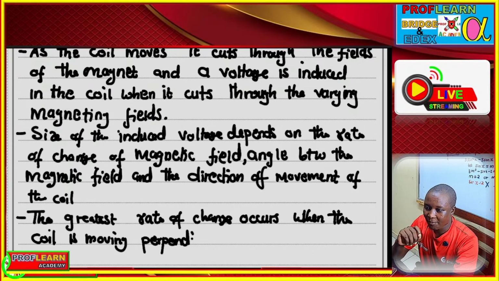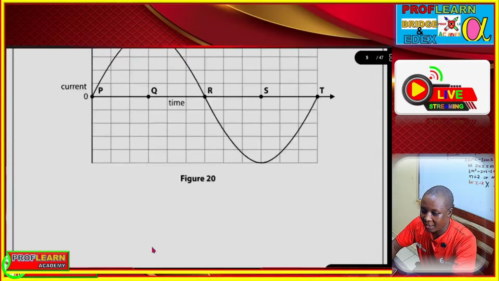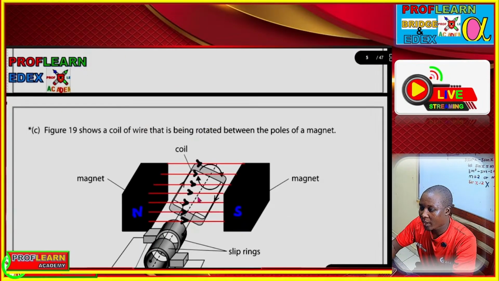So that's why I'm saying the size of induced voltage depends on the rate of change of magnetic field and the angle between the magnetic field as well as the direction of movement. The greatest rate of change is when the coil is moving perpendicularly.